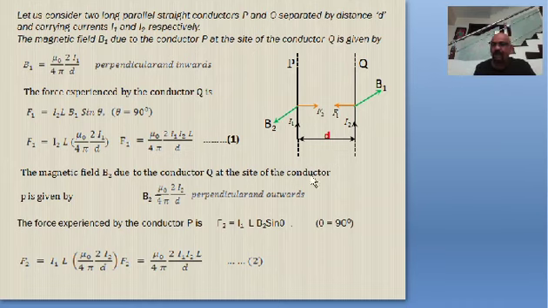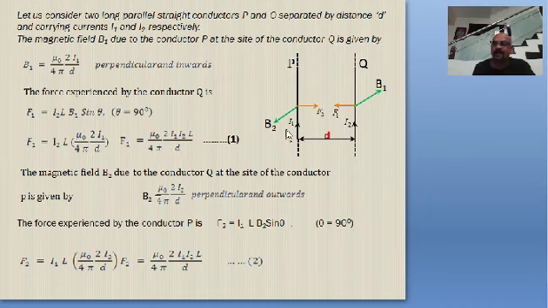That is one thing. So I repeat again, see that in the region of the conductor Q, there is a magnetic field produced due to the current carrying conductor P, and that magnetic field is B1. Therefore now the conductor Q is carrying the current I2 and it is kept in the magnetic field B1, and therefore this conductor will experience the force F1, and that force is given by this equation.